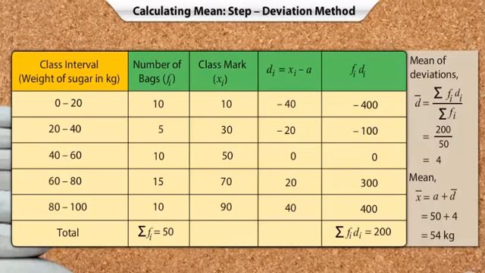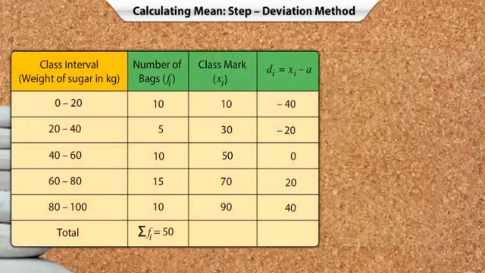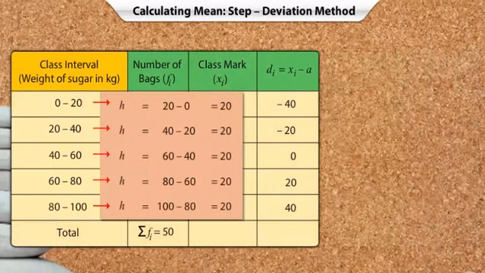Now look at calculating mean using the step-deviation method. The step-deviation method simplifies the values of di further, so that we get even smaller values for the product of the frequencies, Fi, and the deviations, di, than we got in the assumed mean method. Notice that the class size h for the given data set is 20.